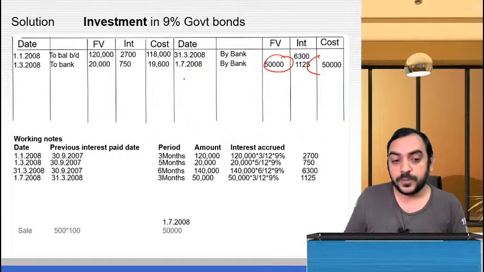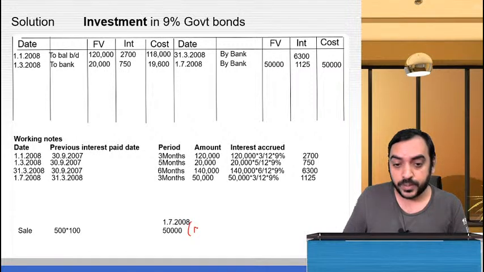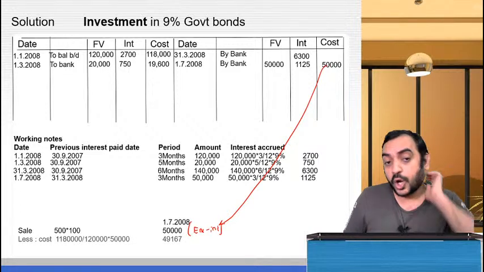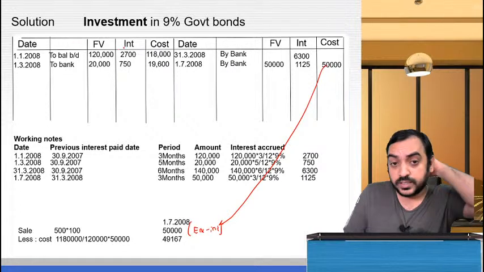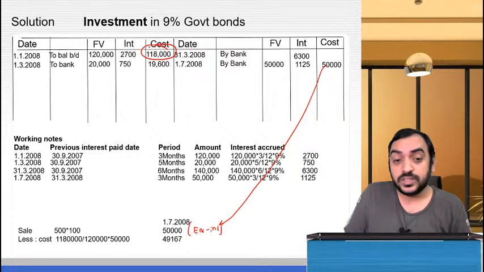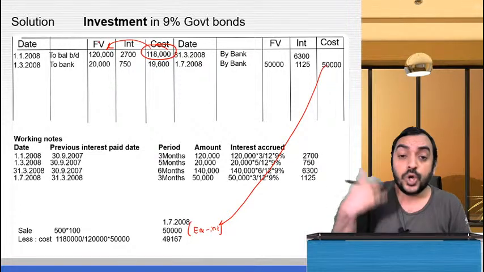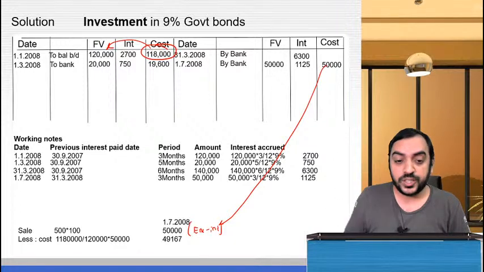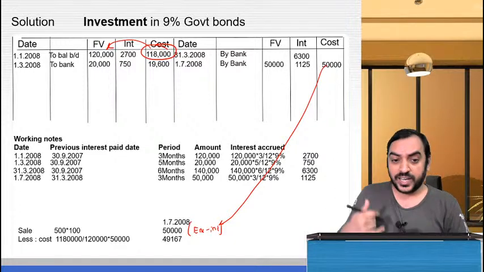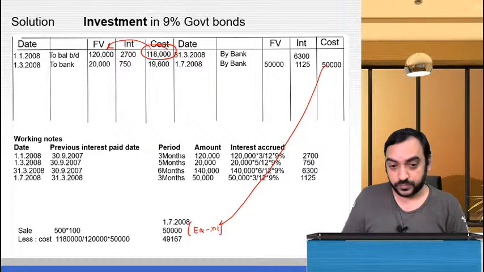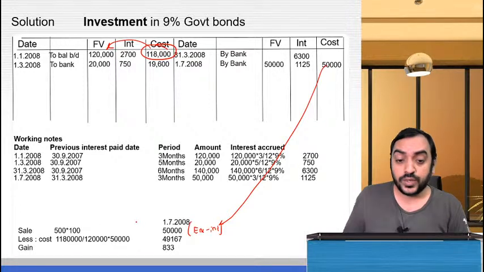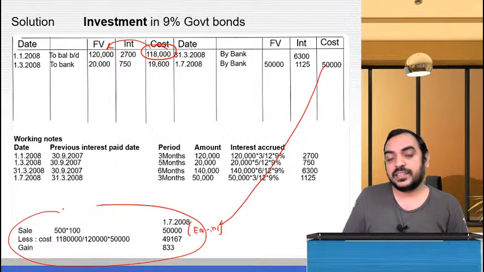So how much would be the sale value? 50,000. Sale value 50,000 means ex-interest. Remember ex-interest. This 50,000 is the cost portion, minus cost. How much cost? FIFO method. This 1,18,000 is for 1,20,000 face value. But we want to know how much for 50,000 face value. So 1,18,000 by 1,20,000 into 50,000, 49,167. So you get gain on sale 833.